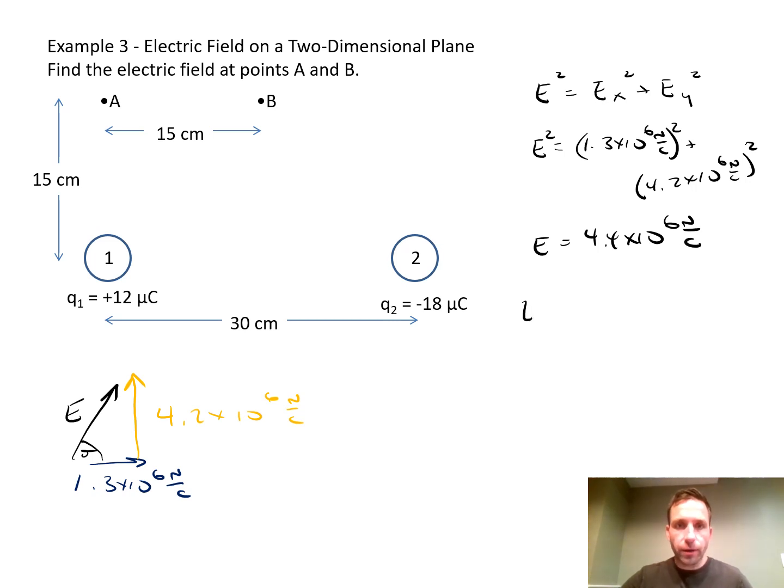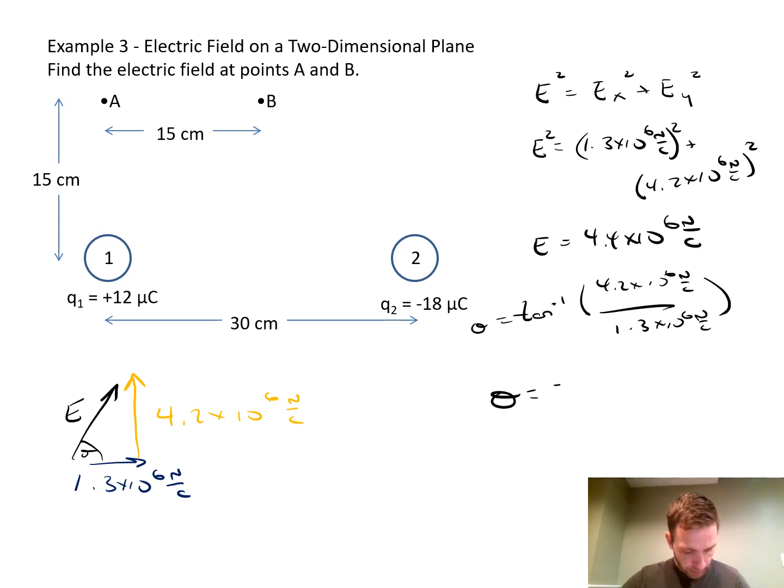Now I want to find the angle, so I'll do tan negative 1 of opposite over adjacent. So that's the 4.2 times 10 to the 6 newtons per coulomb over 1.3 times 10 to the 6 newtons per coulomb. That gives me an angle of 73 degrees. And so now I need to write my final statement that says that the electric field is 4.4 times 10 to the 6 newtons per coulomb at an angle of 73 degrees, and this would be above the positive x-axis.